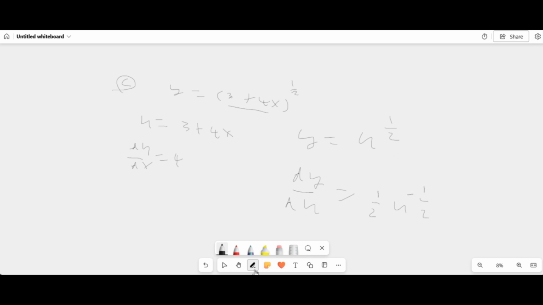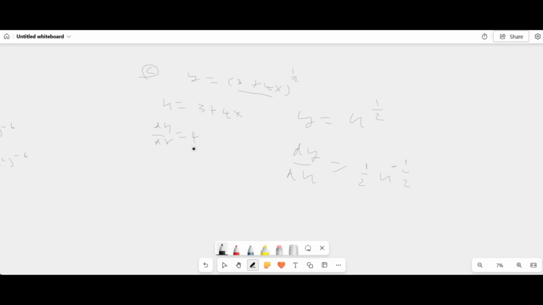So we get minus a half there. Okay, no problem. Now we want to times them together, yeah? 4 times half u to the power of minus a half. 4 times a half is just 2. So dy over dx here is going to be equal to 2u to the power of minus a half, yeah?